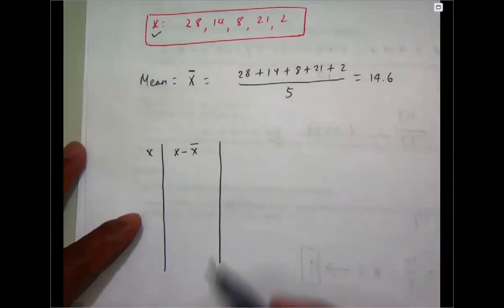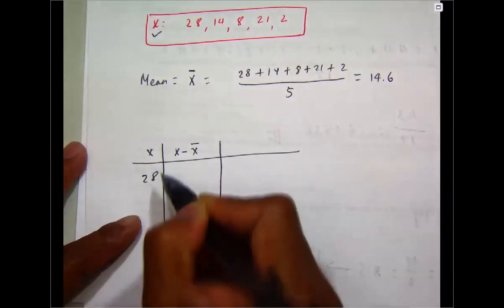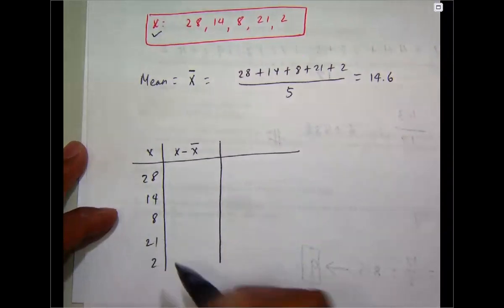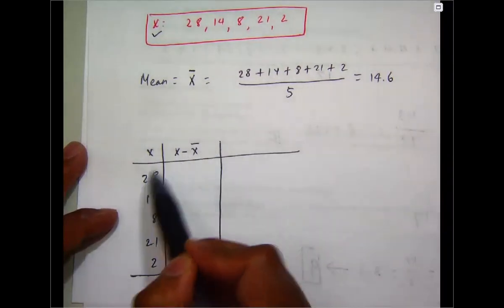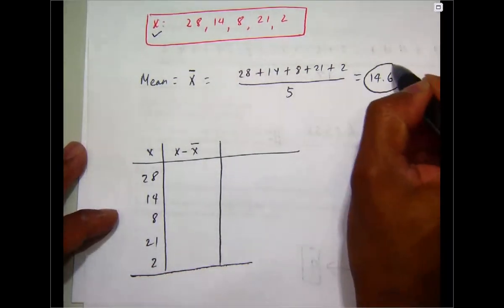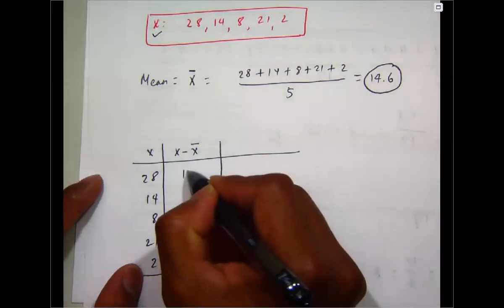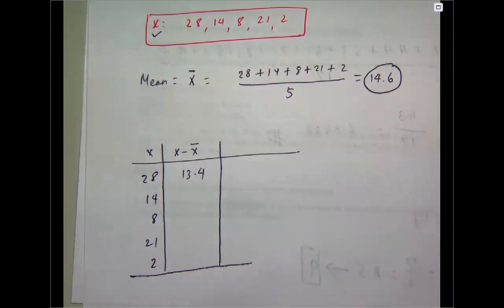So X is, I'm just copying this data, which is 28, 14, 8, 21, and 2. I'm going to find the difference between this data and X bar. Don't forget that X bar is 14.6, right? So 28 minus 14.6 is, what is that? It's 13.4. Am I right?